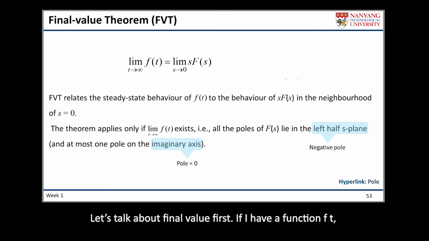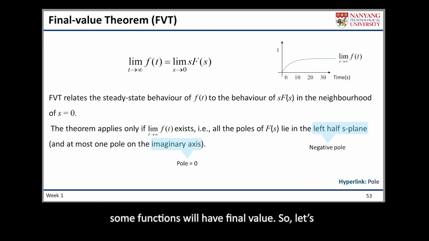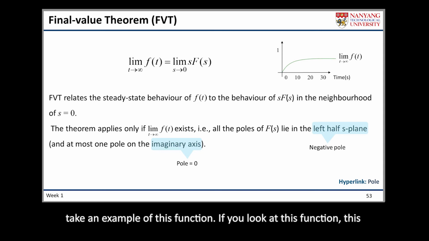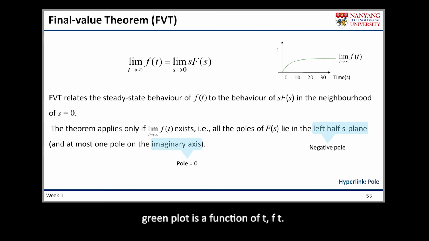Final value: if I have a function f(t), some functions will have a final value. So let's take an example of this function. If you look at this plot, this green plot is a function of t, f(t). This function has a final value. What is a final value? Final value is the value of f(t) when time approaches infinity.